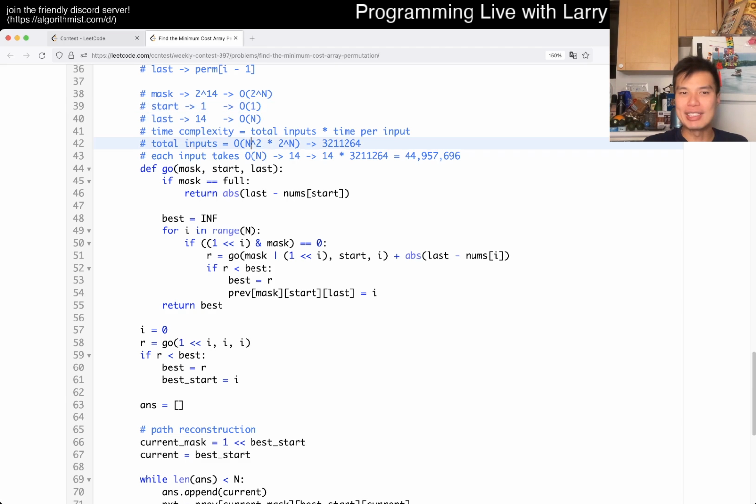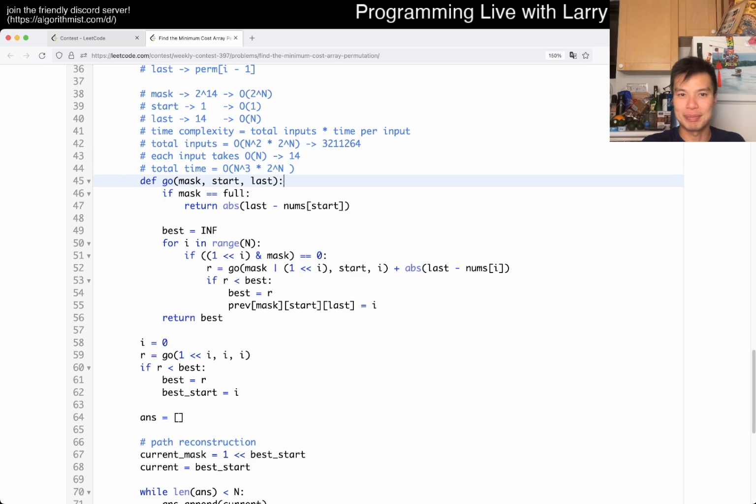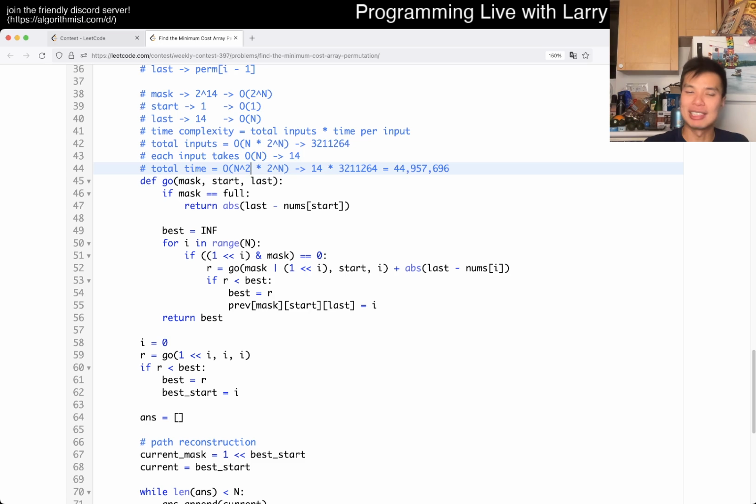So now, instead of n cubed, I didn't write this out, let me. Total time is going to be O of n cubed times 2 to the n, which is this thing, I think. Right? But now that this is an O of 1, the total number of inputs changed to this. Each input still takes the same time, and now this is n squared times 2 to the n, which I don't know what it is, but it's fast enough, right? And that's pretty much it.